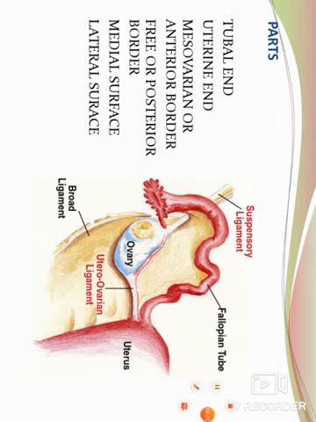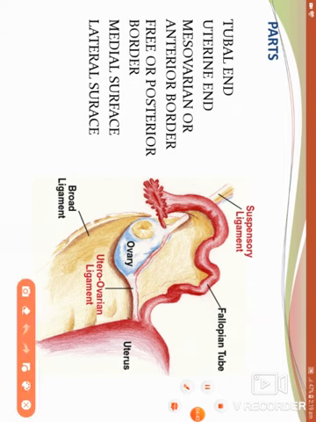Then in this figure you can see this is the posterior aspect. Here you can see this is the left fallopian tube and left ovary. You can see here. See, this is the fallopian tube.